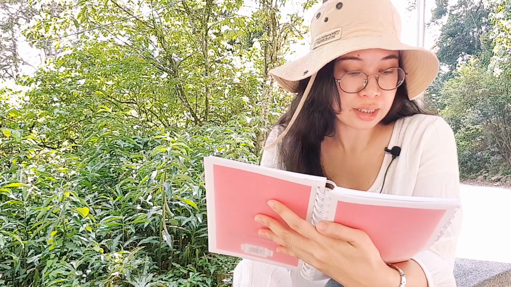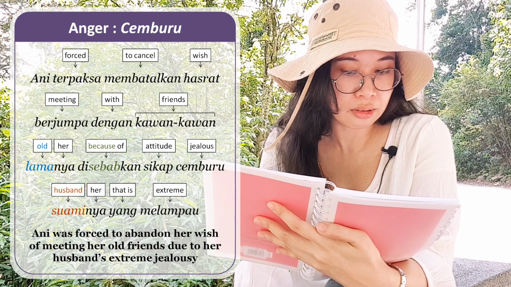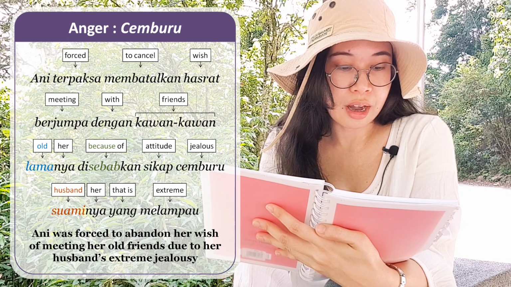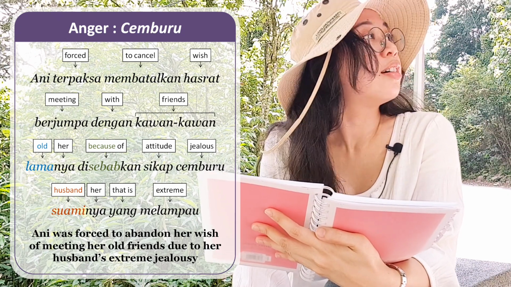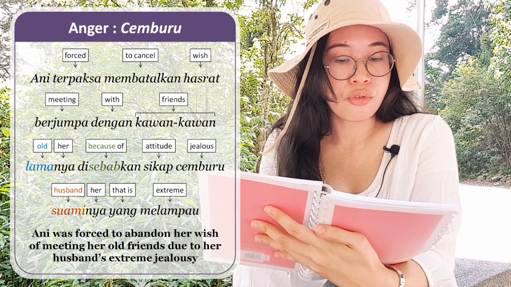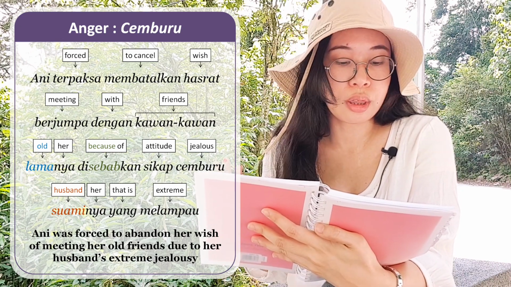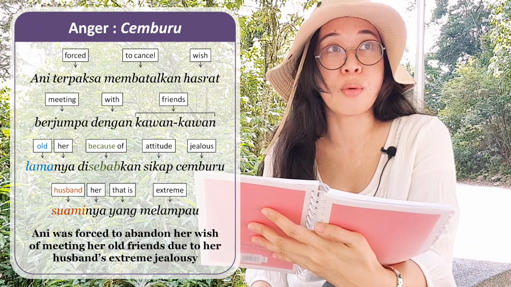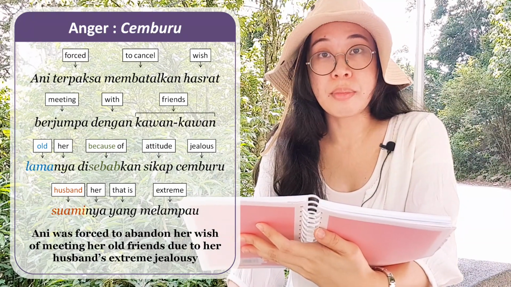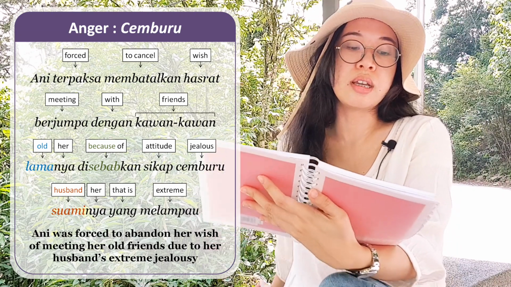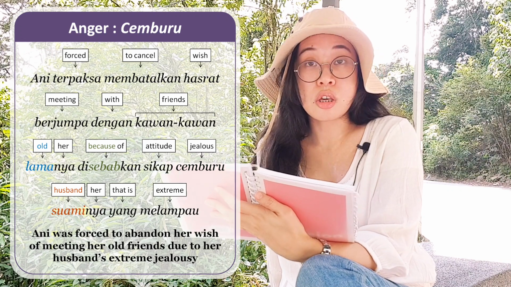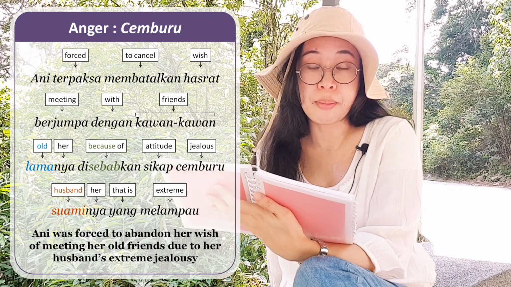An example of a sentence is Ani terpaksa membatalkan hasrat berjumpa dengan kawan-kawan lamanya disebabkan sikap cemburu suaminya yang melampau. Okay, that's a really long one. So basically it just means that Ani, which is a name, is forced to cancel her desire to meet up with her old friends because her husband has like this overpowering jealousy. Okay, so Ani terpaksa membatalkan hasrat berjumpa dengan kawan-kawan lamanya, old friends, disebabkan sikap cemburu suaminya yang melampau.